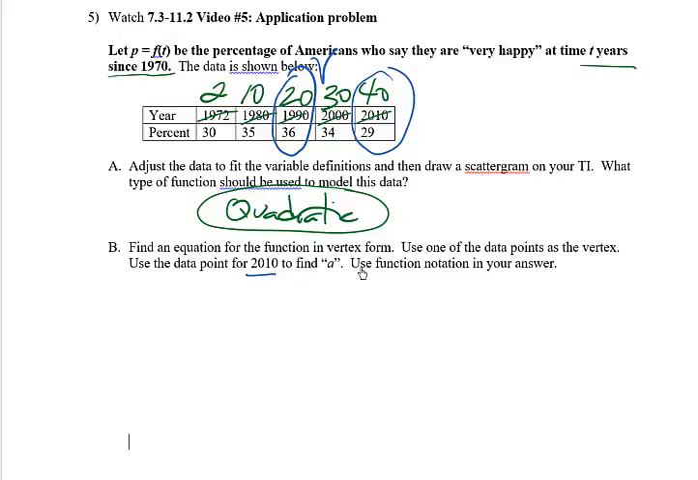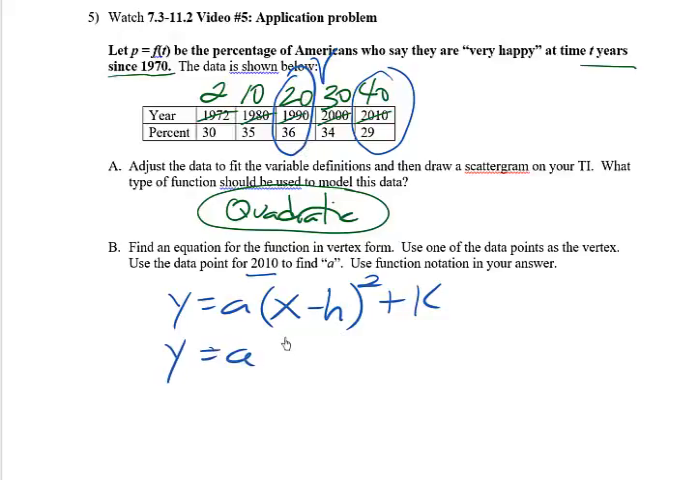Let's remember the process here. Vertex form is the only way we've learned how to do this. That's y equals a times x minus h squared plus k. I have to fill in the vertex. Well, here it is, that third point. My h would be 20, and my k would be 36. I'm almost done right there.